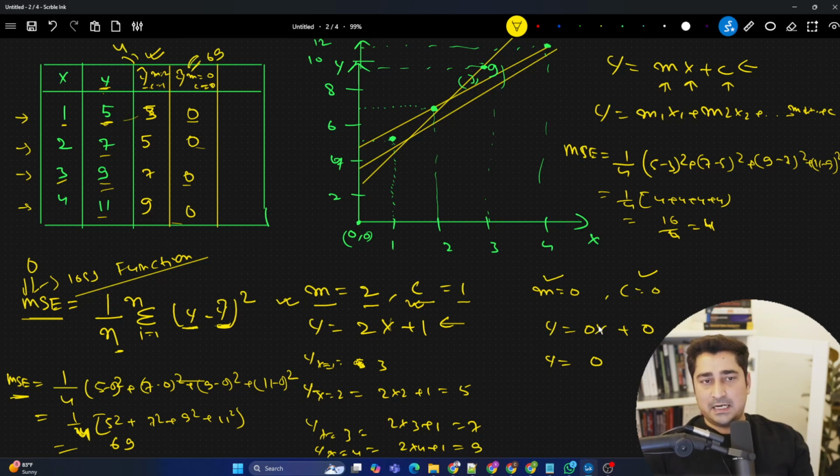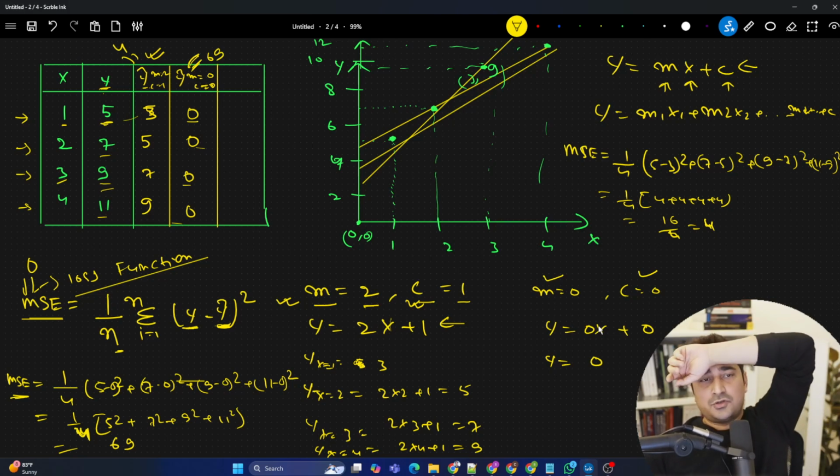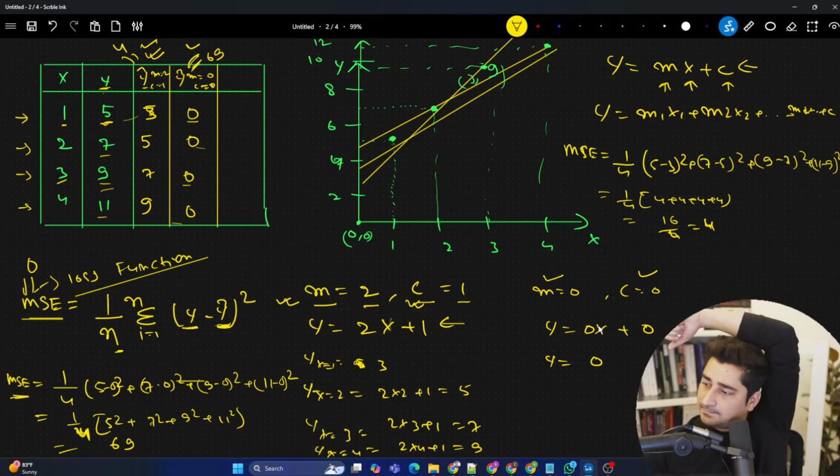And when I have considered m is equal to 0, c is equal to 0, my loss is going to be 69. Now tell me, guys. If I have to take a line, and I'm giving you two options, choose this versus this. Choose m is equal to 2, c is equal to 1 versus m is equal to 0, c is equal to 0. Which one are you going to choose, guys?